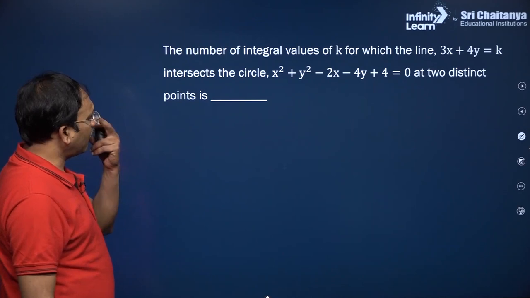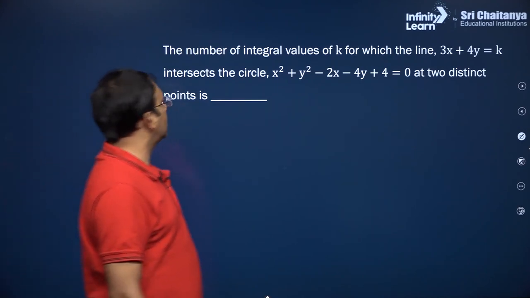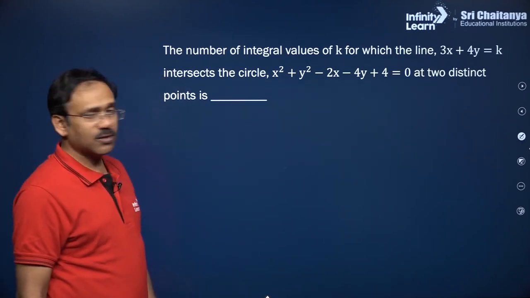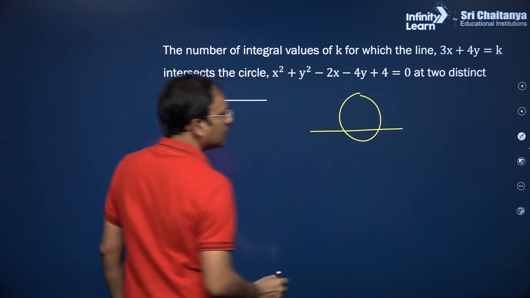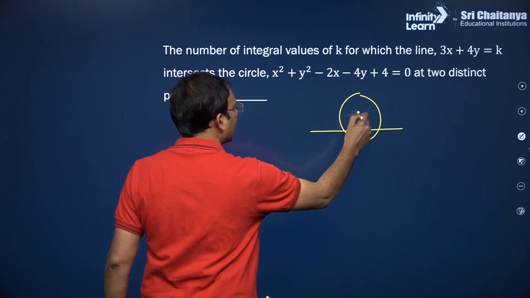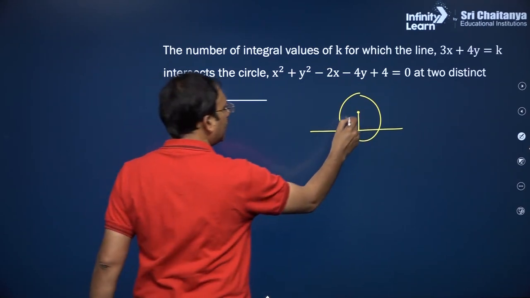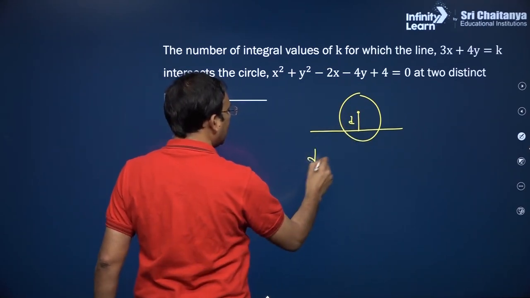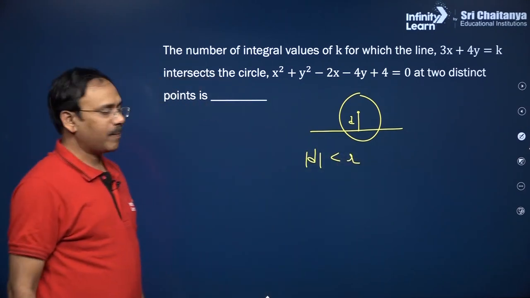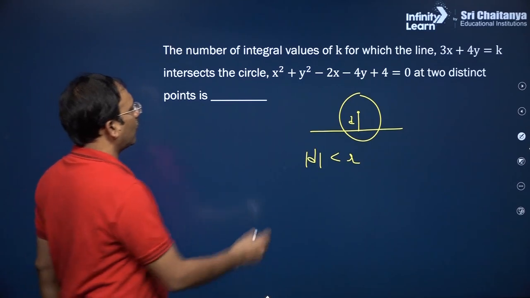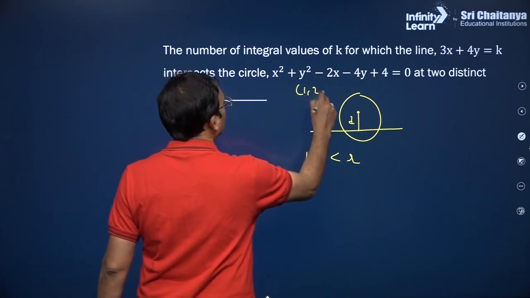Next, the number of integral values of k for which this line intersects this particular circle. If a line intersects a circle, in the sense the perpendicular distance from the center onto the line, d, must be strictly less than r, am I correct? Less than the radius. What is the center here? 1 comma 2.